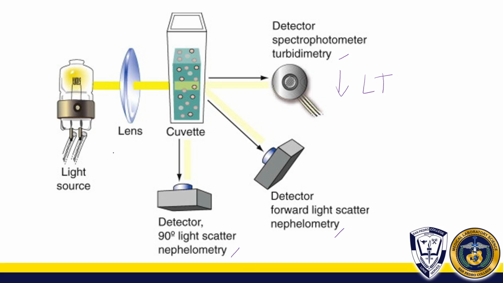But in nephelometry, what we are trying to look at is the light scattering, so the detector could be either at forward light scatter or at 90 degrees. Again, the scattered light is what is at the side, meaning the lights that scatter are at the side. While what is in the straight line is your transmitted light.